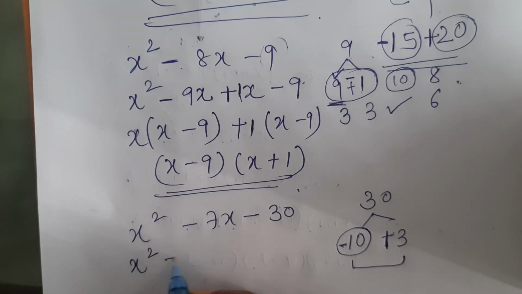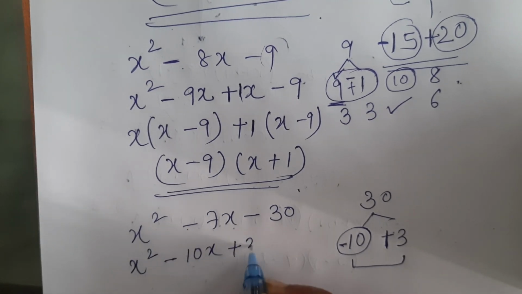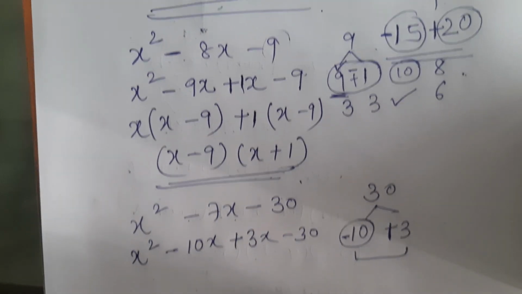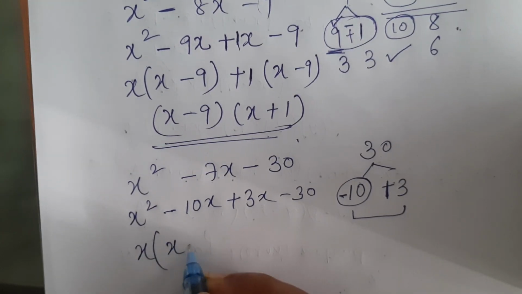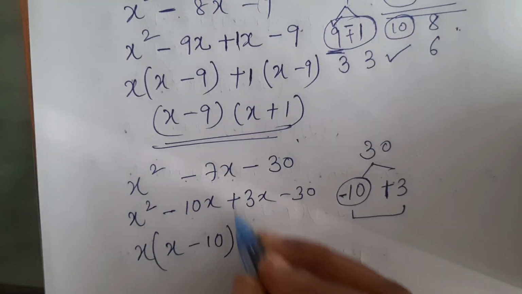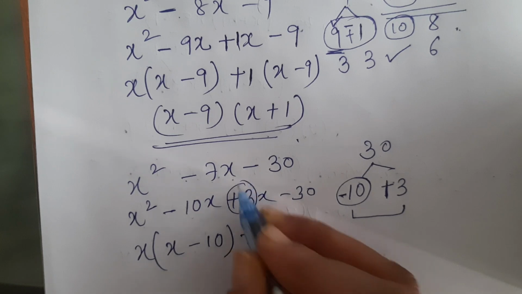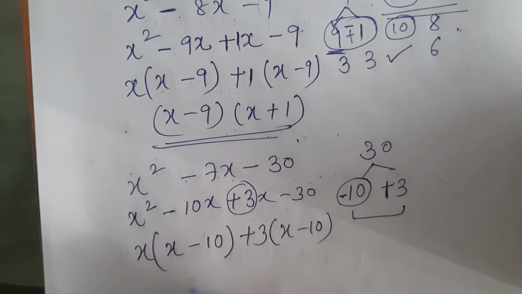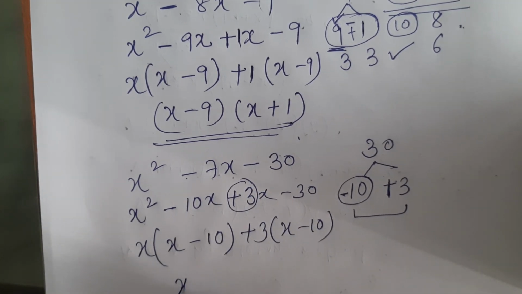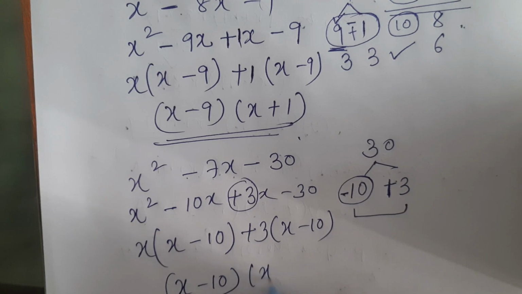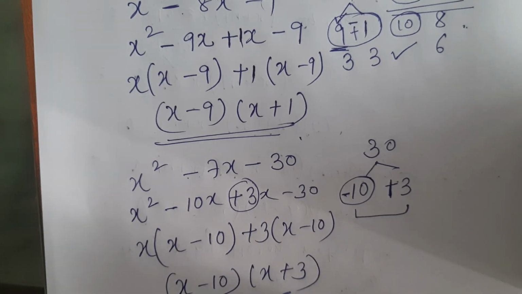Let's start out with the solution. Minus 10x plus 3x minus 30. Now x is common, so x minus 10, and then here plus 3, the coefficient we will take, and we'll repeat the same bracket, x minus 10. So the answer is x minus 10 and x plus 3. So this is our final answer.